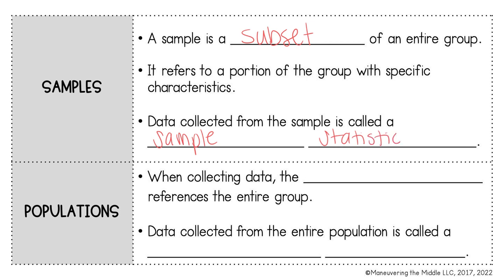Now, populations. When collecting the data, the population references the entire group. So the entire 7th grade would be the population. And data collected from the entire population is called a population statistic.